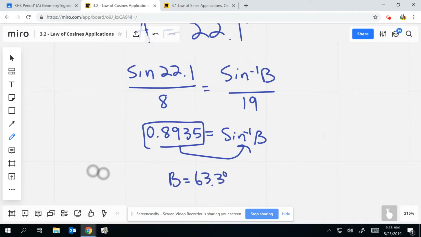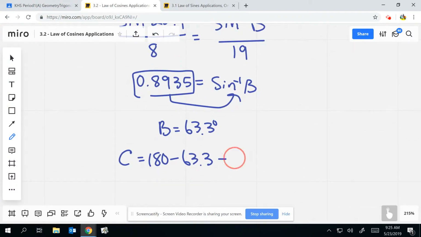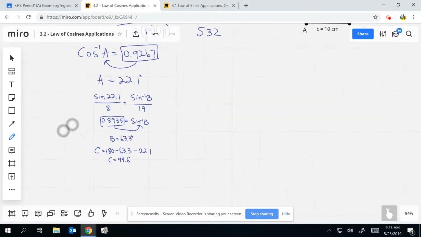And then the nice thing is your last angle is just a subtraction. 180 minus the 63.3 that we just found, minus the 22.1 that we found earlier. So let's see what that is. 180 minus 63.3 minus 22.1, 94.6 is angle C.